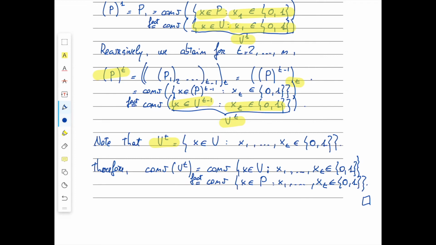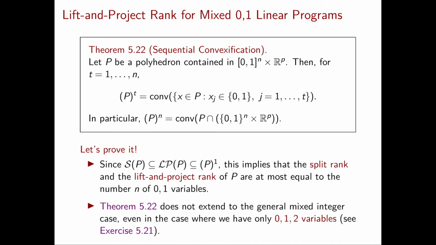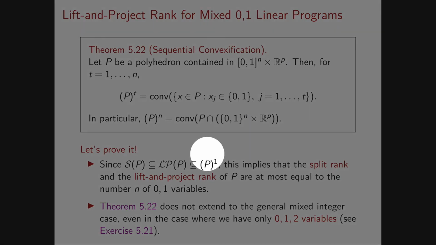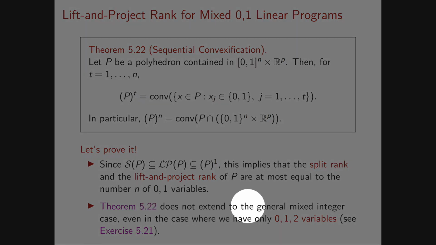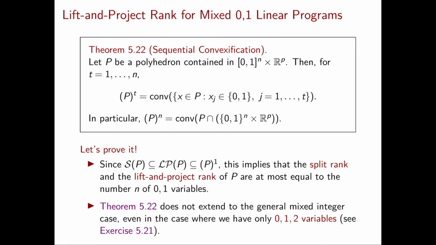Let's get back to the slides. The sequential convexification theorem in particular implies that the lift and project rank of P is at most equal to n, which is the number of binary variables. Furthermore, since the split closure of P is contained in the lift and project closure of P, we also have that the split rank in this case is bounded by n. We should note that in this theorem, it's of course fundamental that the x variables are indeed binary. In fact, even if we have variables x in {0, 1, 2}, then the theorem is no longer true.